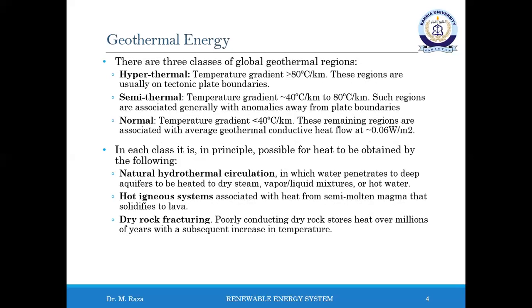The third classification is dry rock fracturing. Poorly conducting dry rocks, for example granite, store heat over millions of years with a subsequent increase in temperature. Artificial fracturing from boreholes enables water to be pumped through the rocks so that in principle the heat can be extracted. In practice, geothermal energy plants in hyperthermal regions are associated with natural hydrothermal systems.